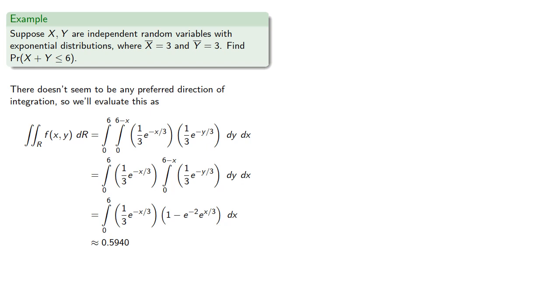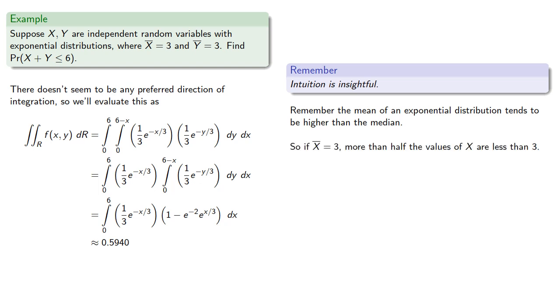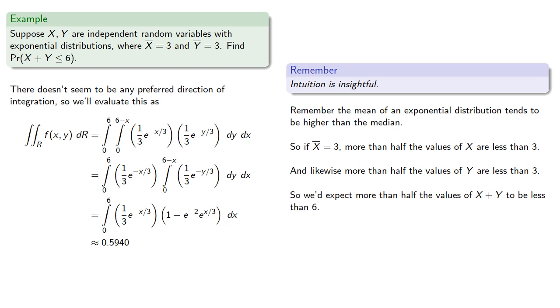and remember, intuition is insightful. Remember that the mean of an exponential distribution tends to be higher than the median. So if the mean of x is 3, more than half the values of x are less than 3, and likewise, more than half the values of y are less than 3. So on some level, we'd expect that more than half the values of their sum will be less than 6, and that's consistent with our result.